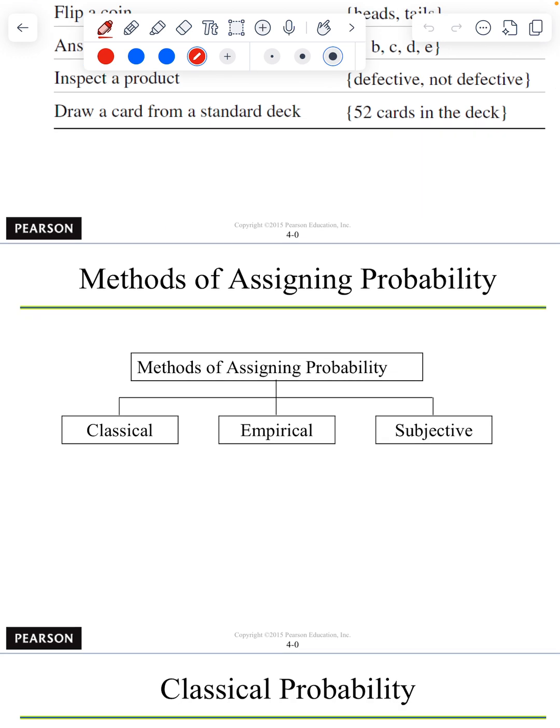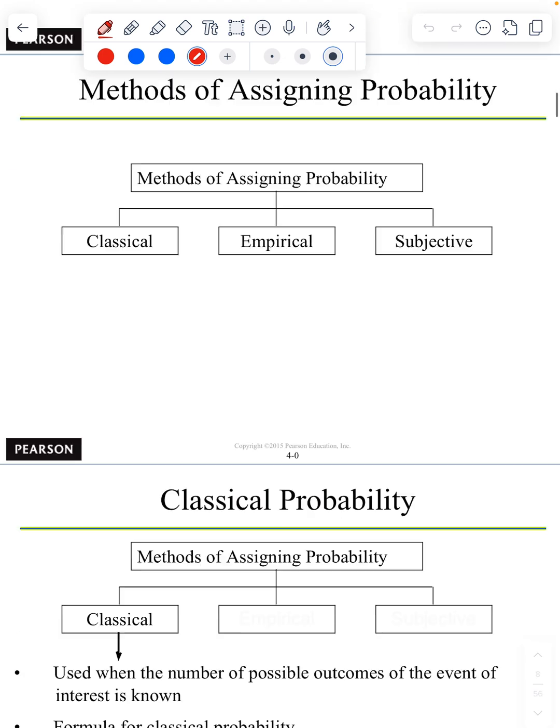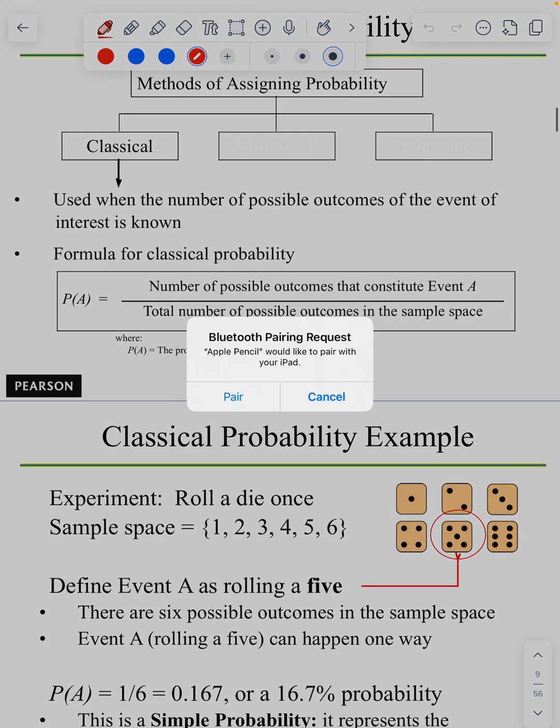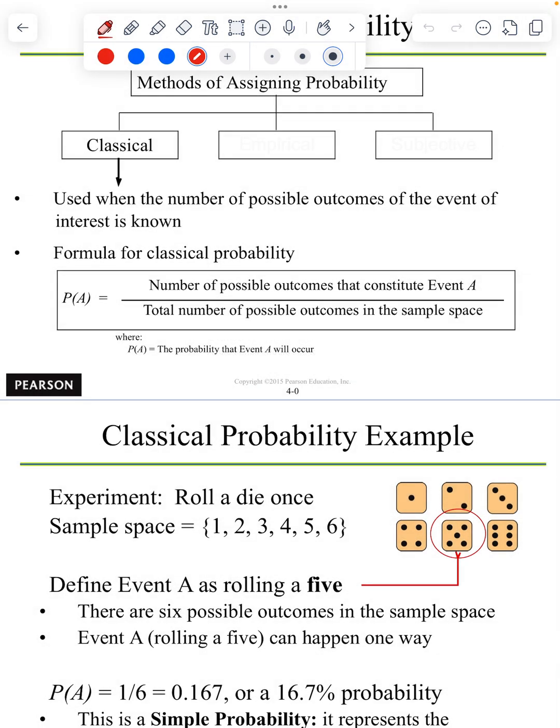So, methods of assigning probability. There are 3 distinct methods: classical, empirical, and subjective. With these 3, let's talk about these 3 types. With classical, this is used when you know the number of possible outcomes of the event of interest.